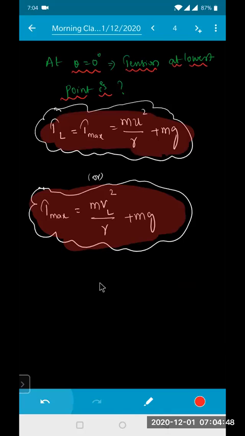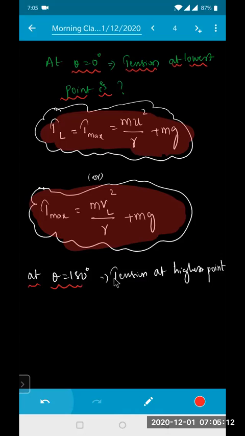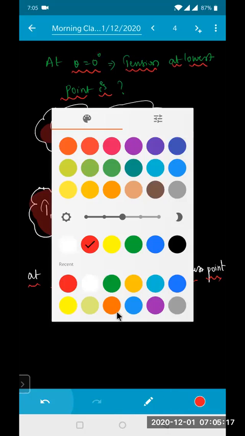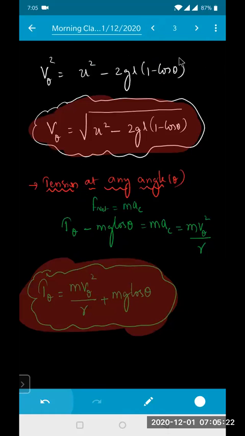Now at the highest position, look, the tension at your highest position. Theta is equal to 180 degrees. It means the highest point. And in the formula, we need to take cos 180. Cos 180 is how much? Minus 1. Yes, sir.